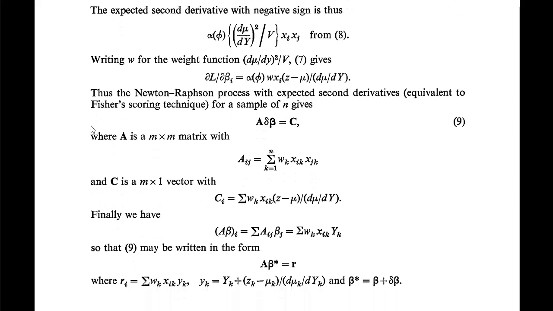Okay, so what's going on in equation 9? We have the Newton-Raphson process with the expected second derivative for a sample of n. It gives all this stuff here. I went ahead and wrote this on my blackboard.